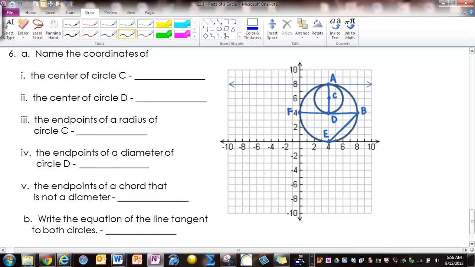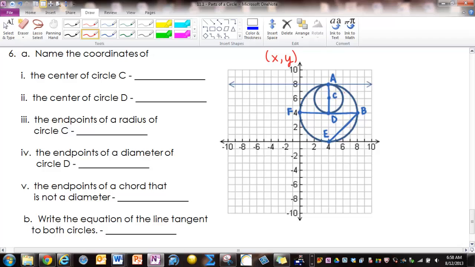Moving on to our last question here, we are going to bring in some coordinates, and we are going to name the coordinates of a bunch of different points that are on one or more of these circles. So first of all, when we name coordinates, we always have to remember that we're going to name them in this order, which is X, comma, Y. So we always move across left or right, then up or down.